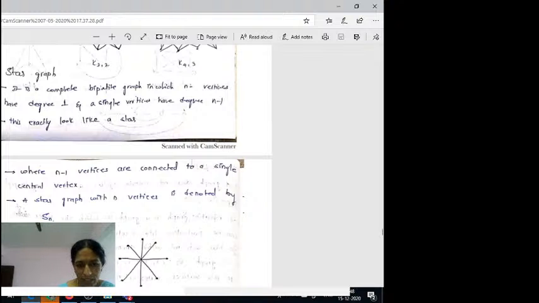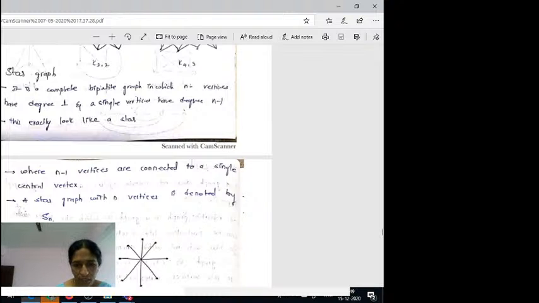So this vertex has degree 1, this vertex has degree 1, this vertex has degree 1, and this one is also 1. Now observe this vertex: its degree is 1, 2, 3, 4. That means n minus 1. The degree of this vertex is n minus 1, because here n minus 1 is nothing but 4.